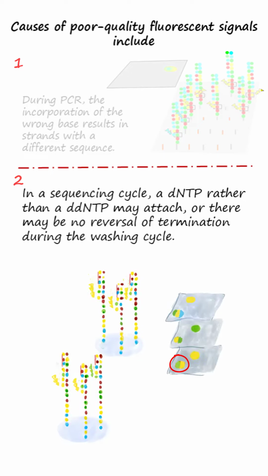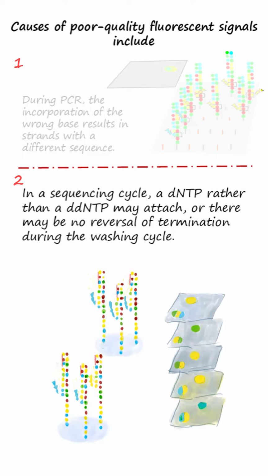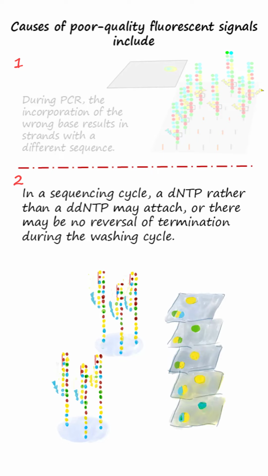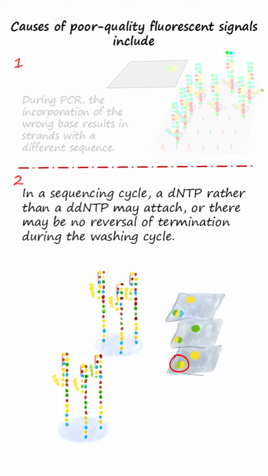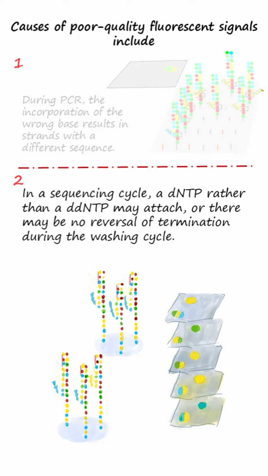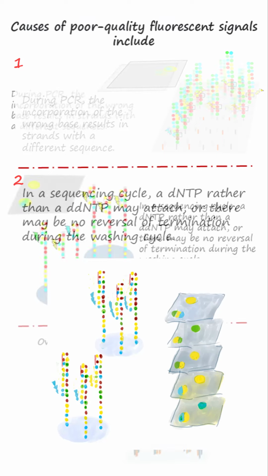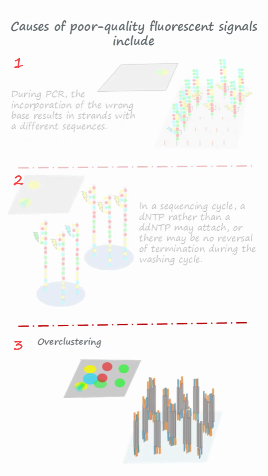2. In a sequencing cycle, a dNTP rather than a ddNTP may attach, or there may be no reversal of termination during the washing stage, leading to light emission inconsistency with strands in the cluster where this defect has not occurred. 3. Small distances between clusters result in signal overlap.